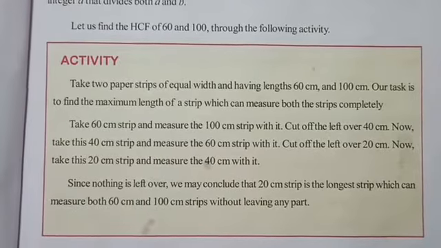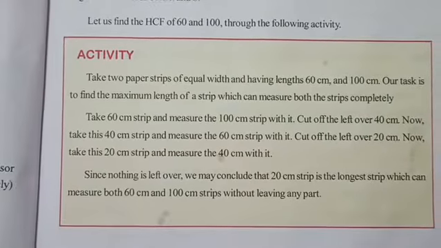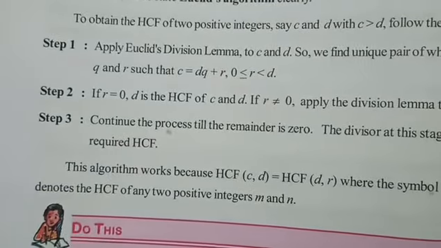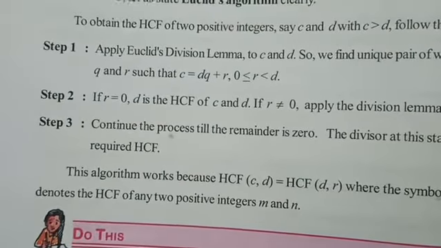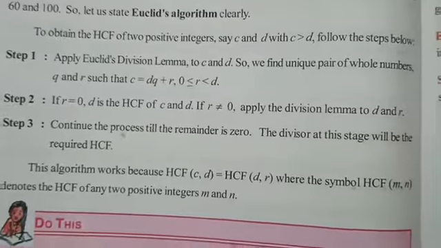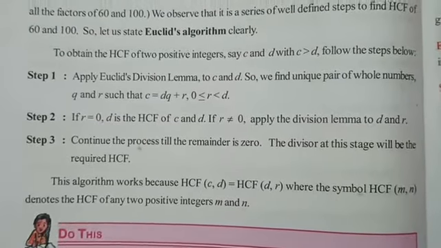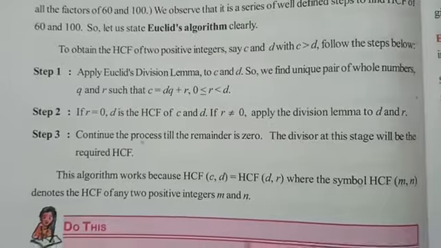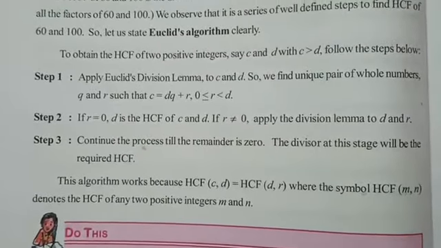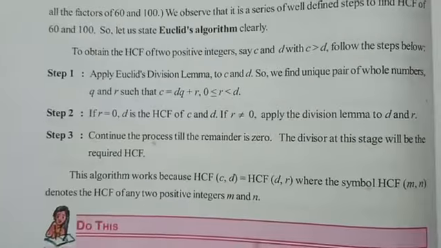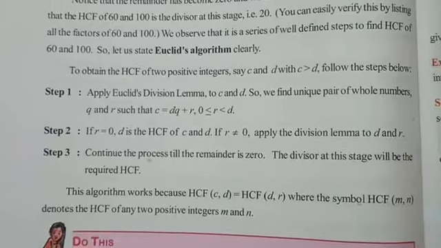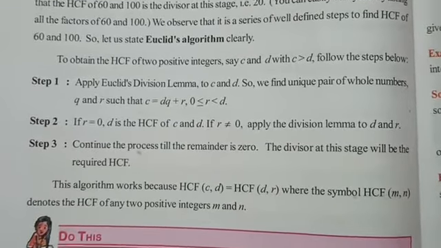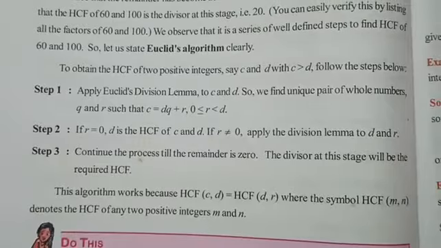Now let us go for how to find the HCF of two numbers using the division algorithm. First I will explain the division algorithm. What does algorithm mean? Algorithm is the process of steps to solve a problem. For solving, we follow some steps, and those steps are called an algorithm. We are using the Euclid division algorithm.